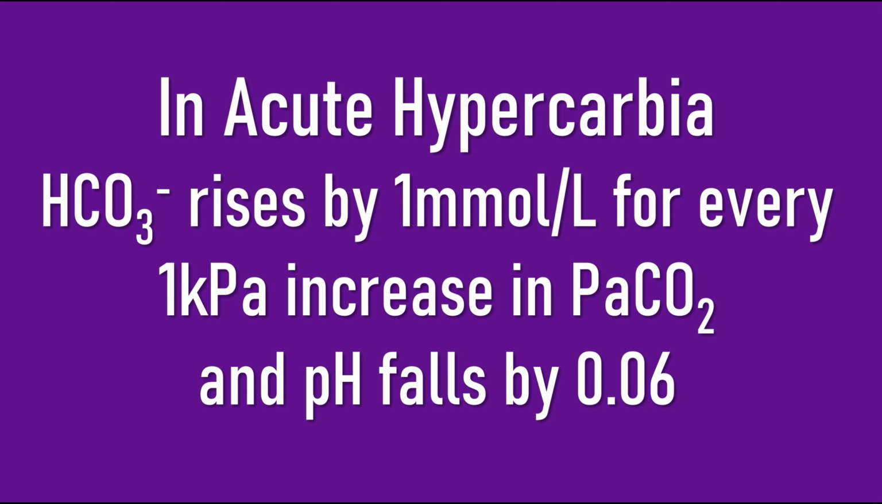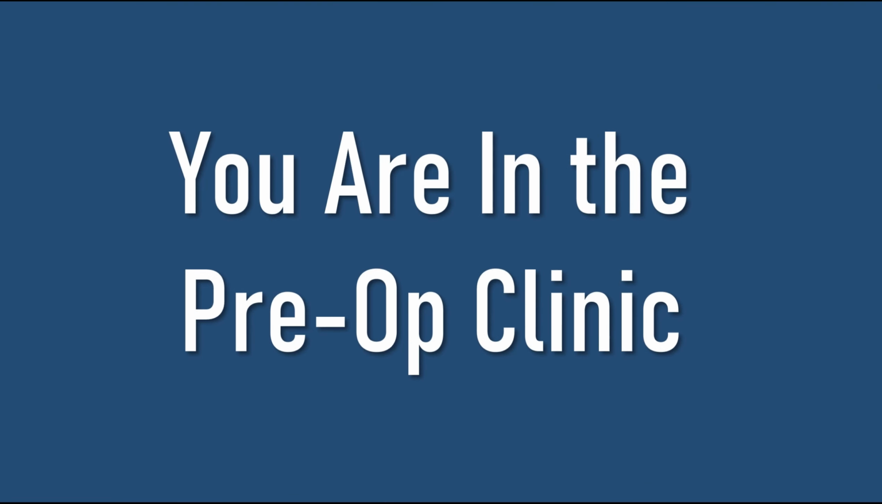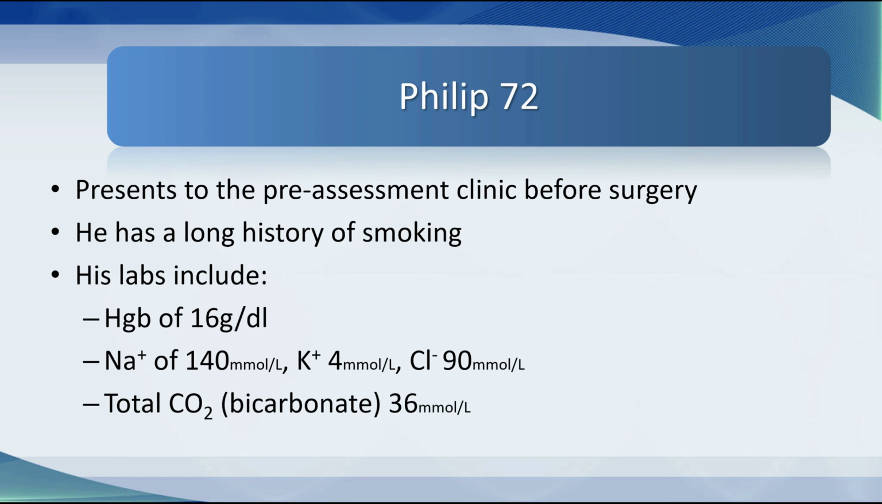Let's look at another clinical scenario. We're in the preoperative clinic and you see Philip, who is 72 years old. He presents with a history of smoking and probable COPD, and there's a plan to do surgery on him. His labs include a hemoglobin of 16 grams per deciliter, which means he's polycythemic. He's got a sodium of 140 millimoles per litre. His potassium is 4 and his chloride is 90. His total CO2 on his labs is 36 millimoles per litre.